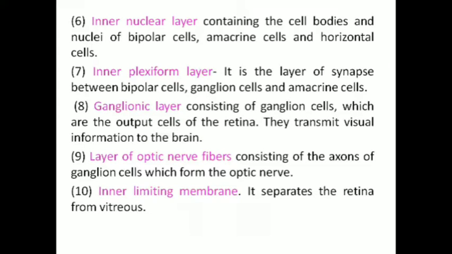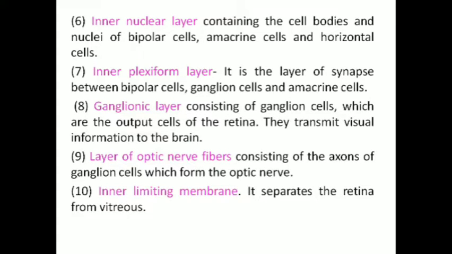The seventh layer is the inner plexiform layer. It is the layer of synapse between bipolar cells, ganglion cells, and amacrine cells. Eighth layer is the ganglionic layer consisting of ganglion cells, which are the output cells of the retina. They transmit visual information to the brain. Next layer is a layer of optic nerve fibers consisting of the axons of the ganglion cells which form the optic nerve. And finally, the inner limiting membrane. It separates the retina from the vitreous.